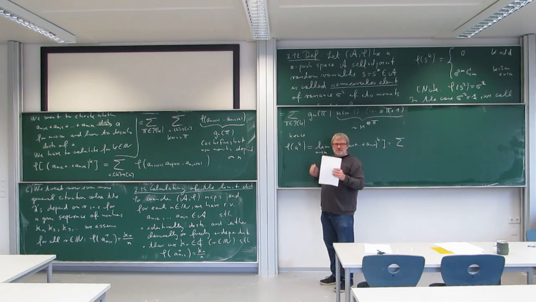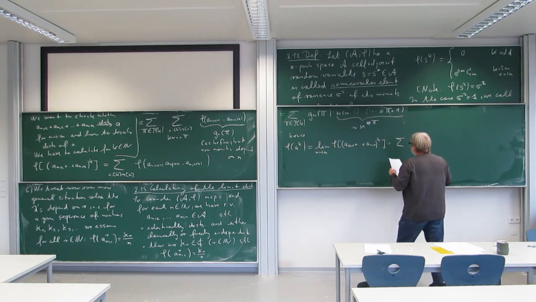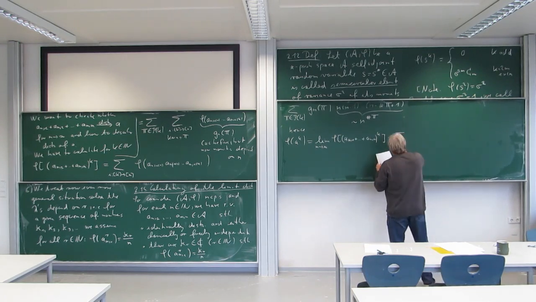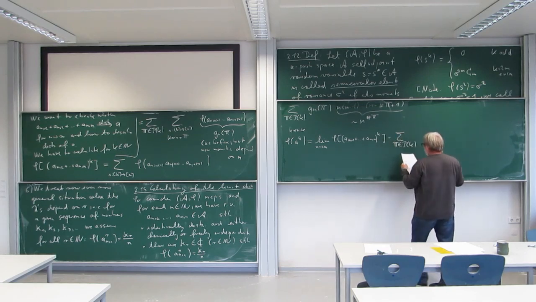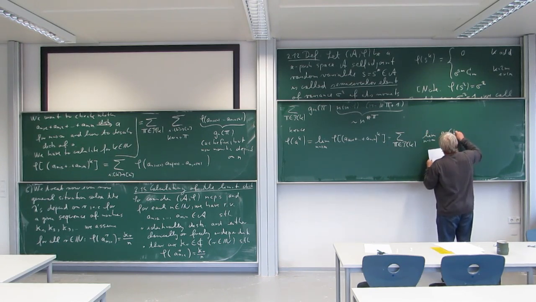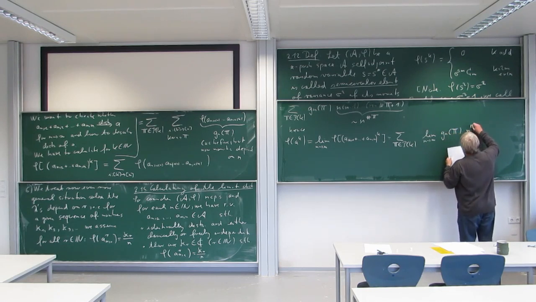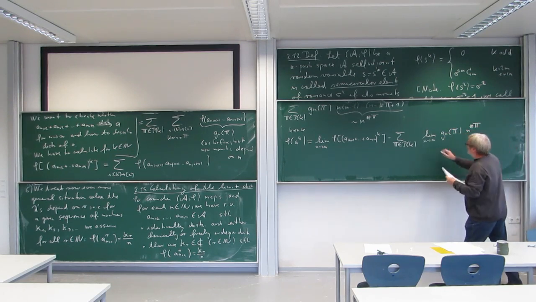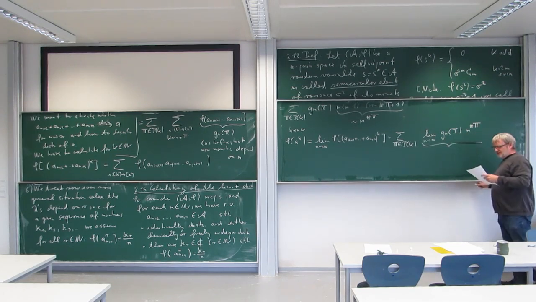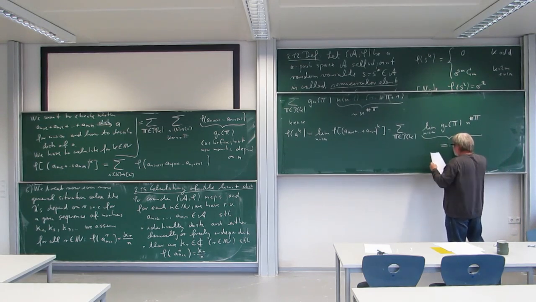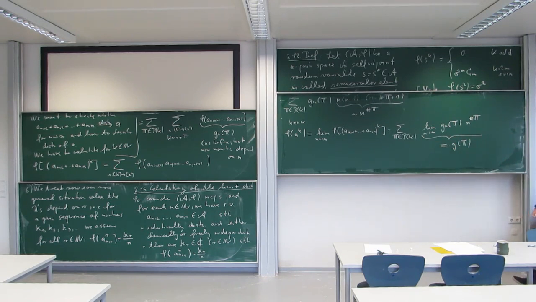So it does not depend on n. So I can change this with the limit. So I'm summing over all partitions of k, and then I have to take the limit n going to infinity of g_n of pi times n to the number of blocks of pi. Okay, this limit is what we have to understand. And then we call this now, this just depends on pi. So this is g of pi.